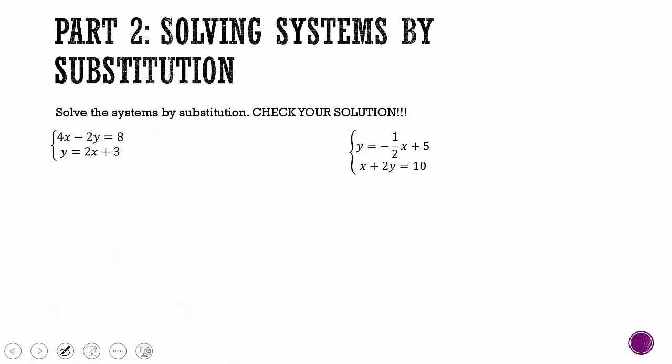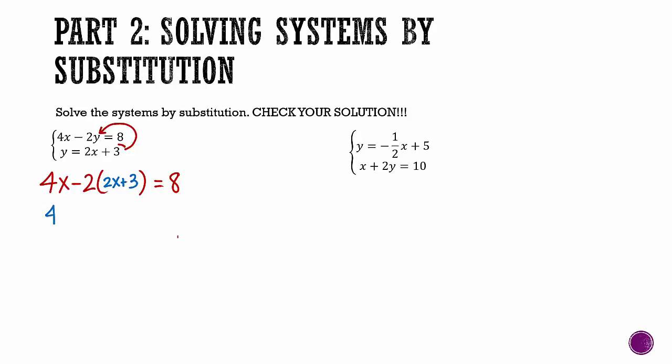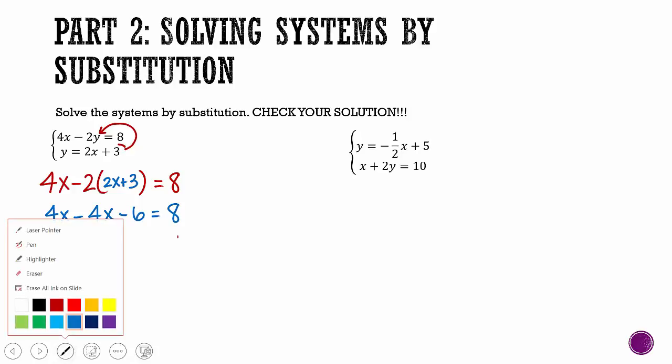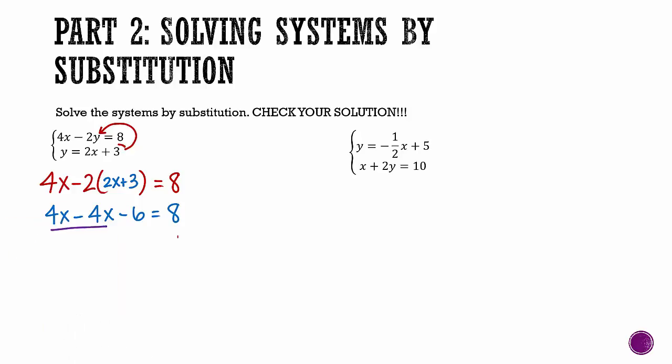So this first one right here, y is already solved for here, which is awesome. So that means I get to take this and just plug it in right up here. So everything stays the same, except instead of writing y, I'm going to write what y equals, which is 2x plus 3. And then we just got to distribute. So I get 4x minus 4x minus 6, and it equals 8. And then you'll notice something happens here when we go to solve this. 4x minus x totally crosses off. So you end up with -6 equals 8.